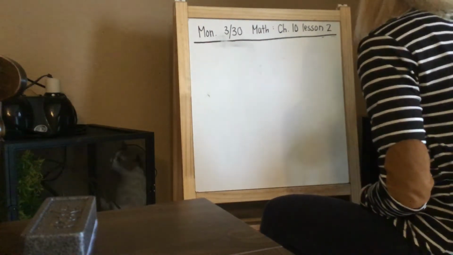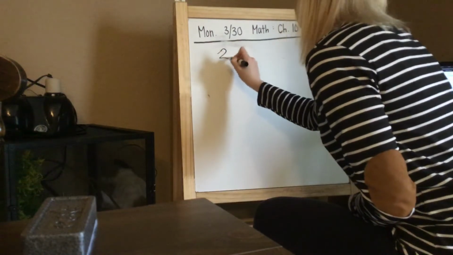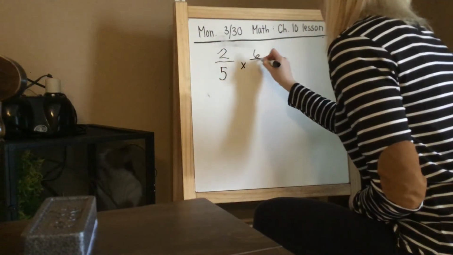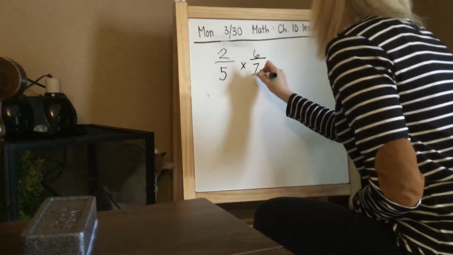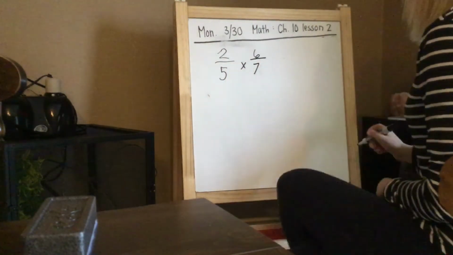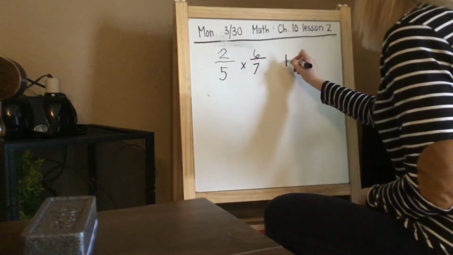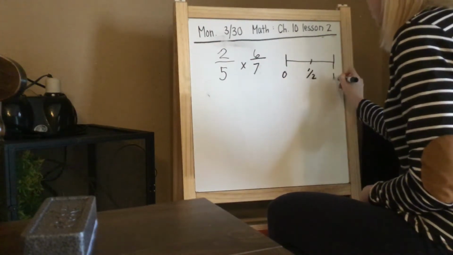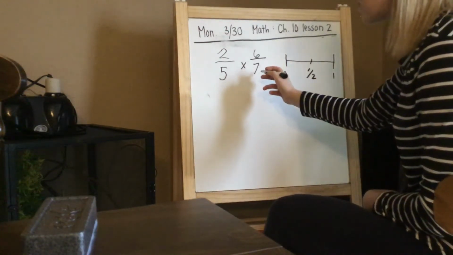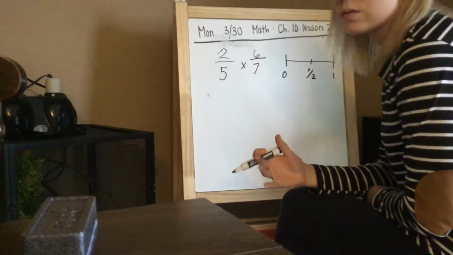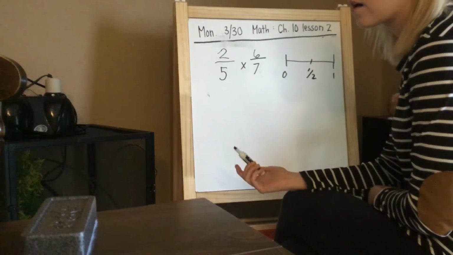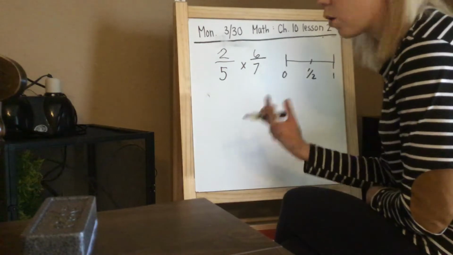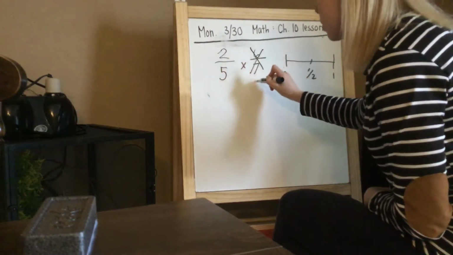Problem 2 wants to know what 2/5 times 6/7 is. So if we make our number line, we got 0, half, and 1. So 6/7, I'm going to say that's really close to 1, because if I have 6 out of 7 of something, I am only 1/7 away from having a whole. So I'm going to change that to a 1.